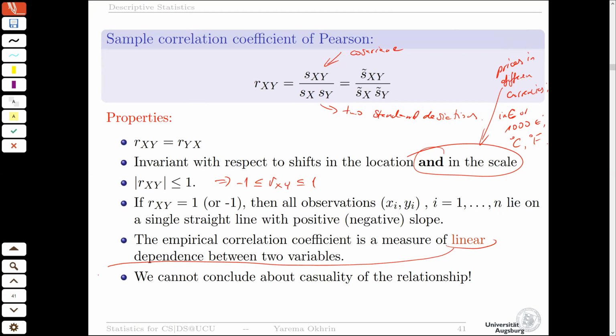So this linear relationship: if A increases by some units, then B increases by b units. So if A increases by so many units, then B increases by so many. If I get 5 centimeters taller, then my weight should increase, say, by 7 kilograms. So there is a linear relationship between body height and body weight, and this can be measured by the correlation coefficient.